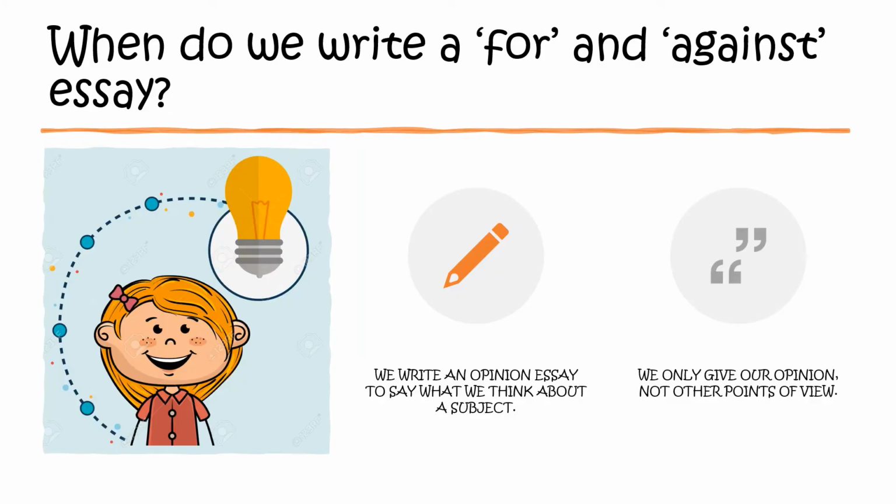When do we write a for and against essay? We write an opinion essay to say what we think about a subject. The subject of a sentence refers to the person or thing doing the action or being described. Remember that when we write an opinion essay, we only give our opinion, not other points of view.